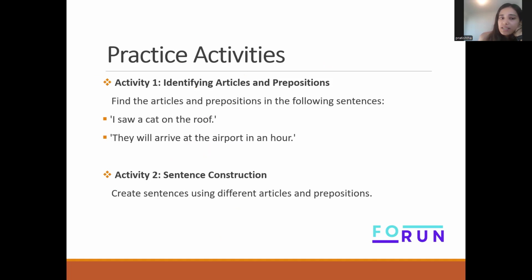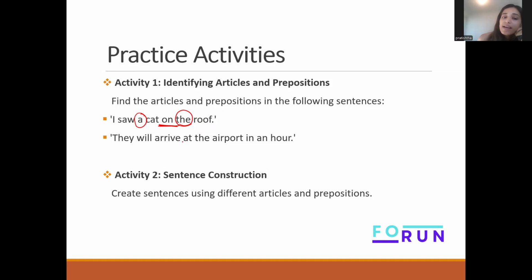Now we have some practice activities, right? Find the articles and prepositions in the following sentence. It's pretty easy. You already know articles before an object: a cat, and the roof. These are articles. This is indefinite, this is definite. What is the preposition? Something that talks about the location. So on is your preposition.